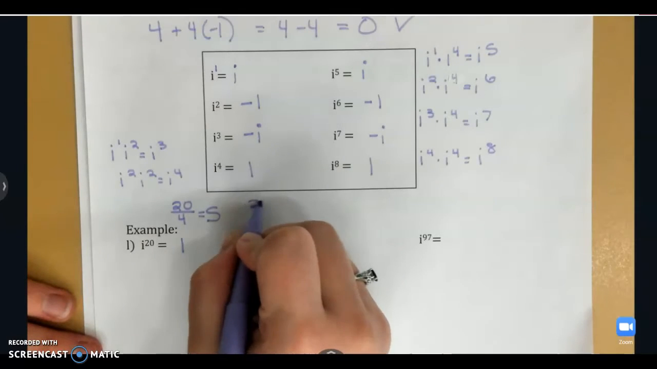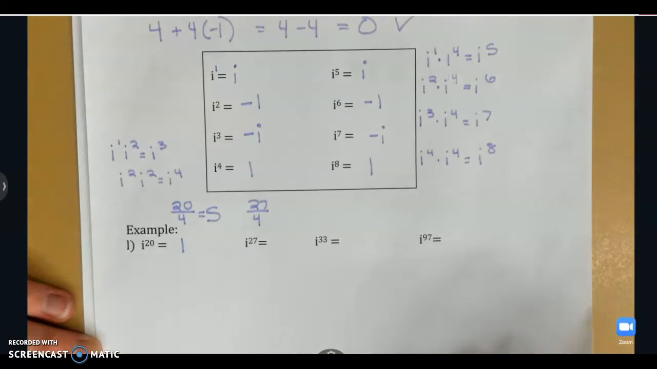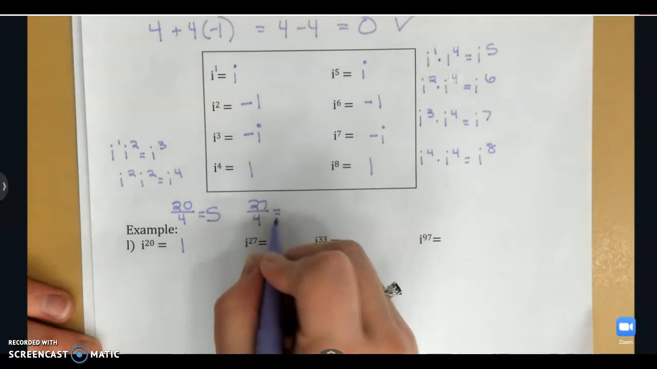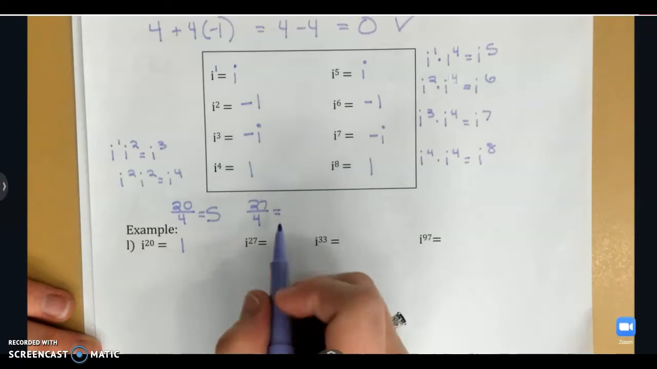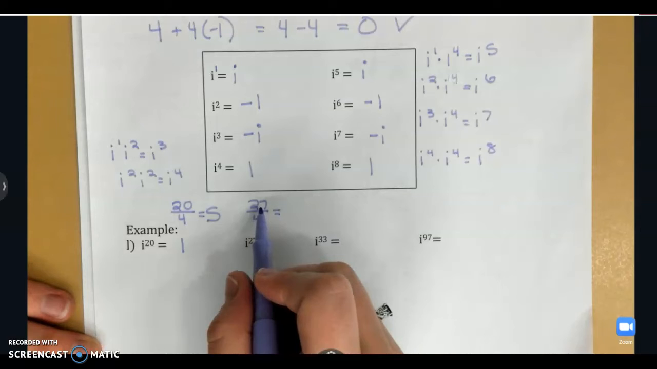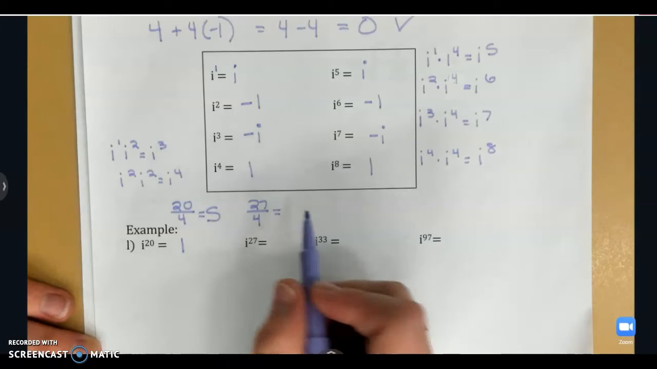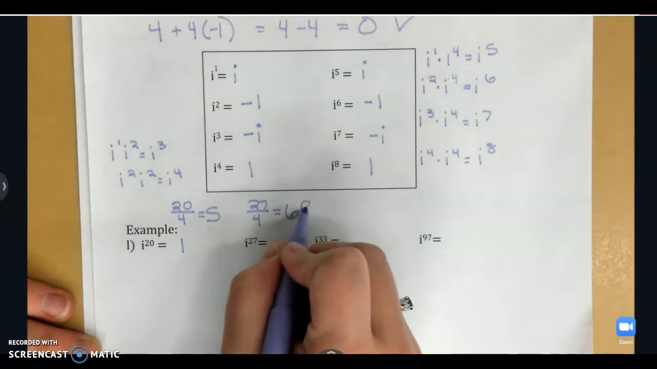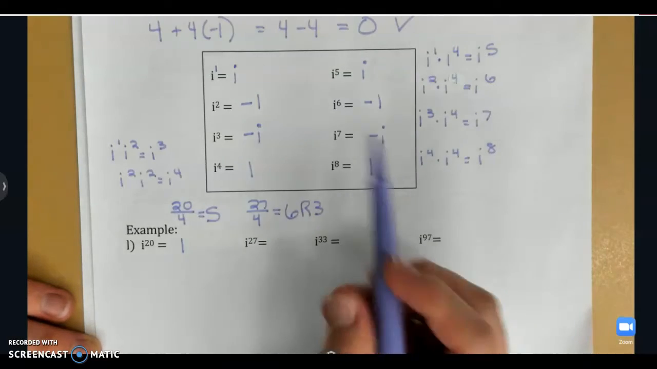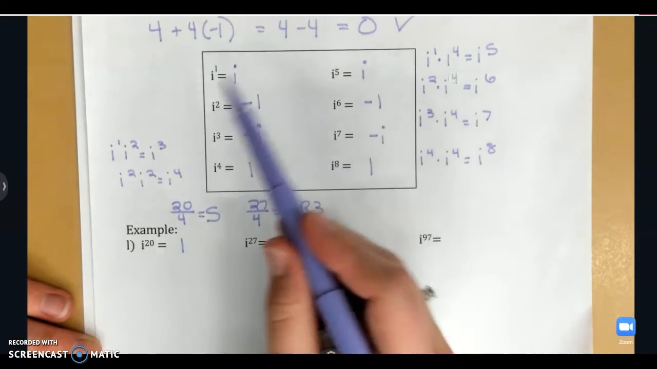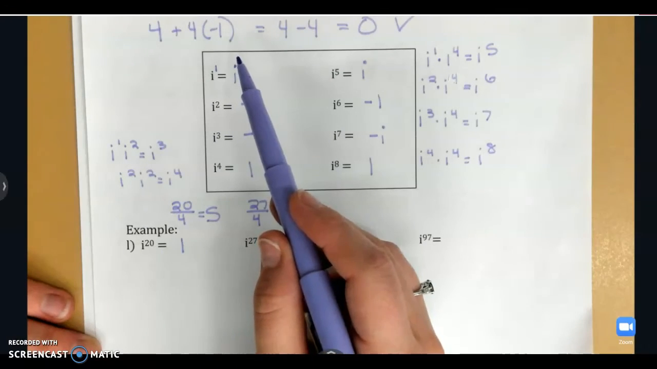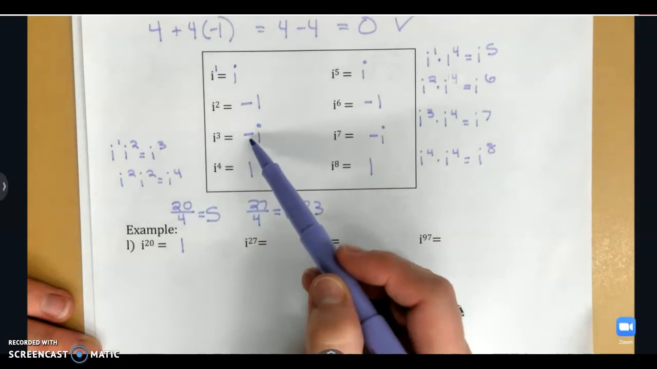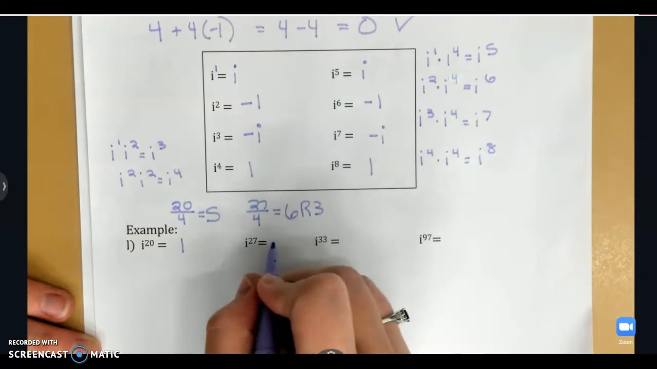Now i to the 27th does not divide evenly by 4. So the biggest multiple of 4 that goes into 27 is 24. So that would be times 6, and that leaves us with a remainder of 3. So it's going to go through this cycle 6 times, and then I'm going to have 3 left over. So that's 1, 2, 3, and I land on -i.